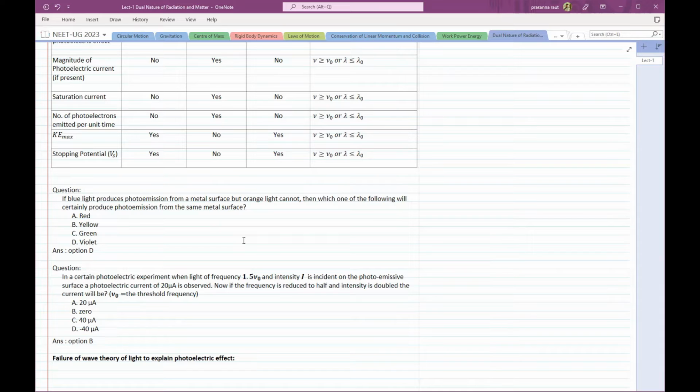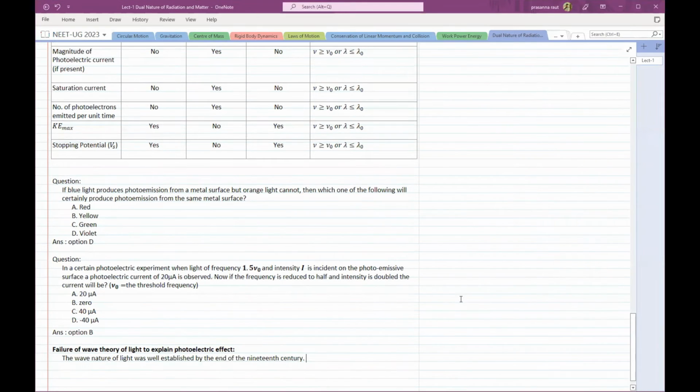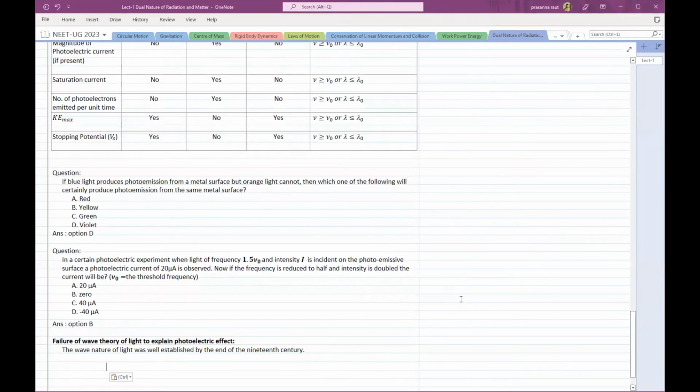There is an entire chapter called wave theory of light in our syllabus, right? So let's discuss this wave theory of light and how it fails to explain this photoelectric effect. There are some small things we need to find out. Let's see how it works. So the wave theory of light was established at the end of the 19th century, and this theory tells us certain things about light. So what are the things? Let's see one by one.